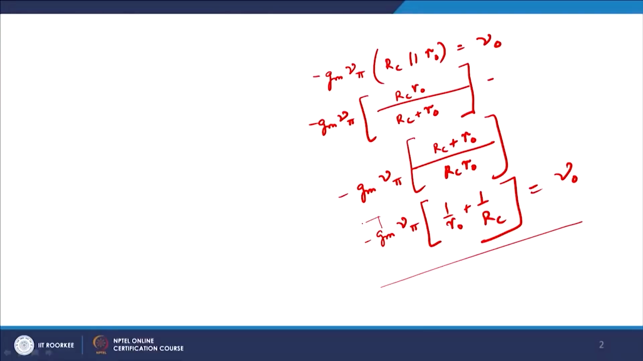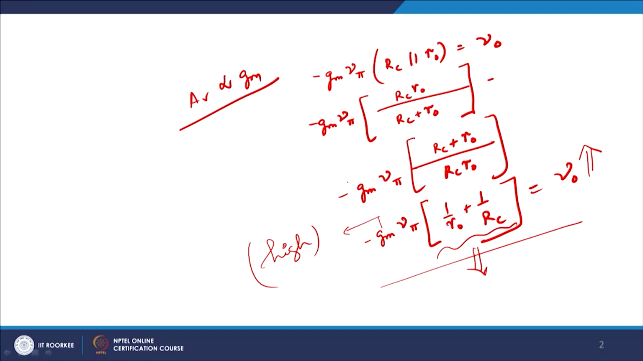Since GM is relatively high, even if this quantity is low, I will get a V0 which is quite high. So therefore we can safely assume that the gain is directly proportional to GM, which is an understood phenomenon, that it depends on the value of GM. So the higher the sensitivity for a BJT, the more will be the gain, and therefore more will be the output voltage for the same amount of input voltage.